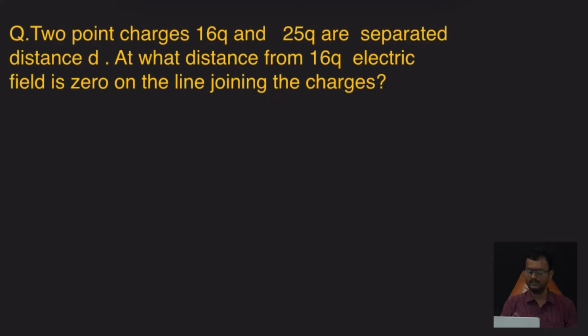This is the 10th class for the electrostatics chapter. Let's go solve problems. Two point charges 16q and 25q are separated by a distance d. At what distance from 16q is the electric field zero on the line joining the charges?